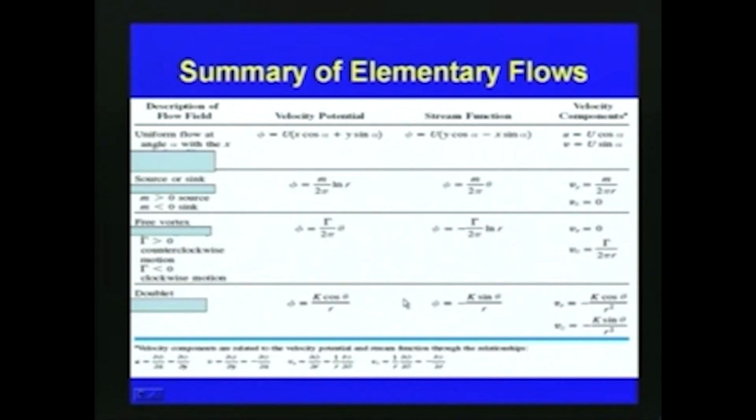So now we have seen four different types of elementary flows: uniform flow, source or sink, free vortex, and then doublet.